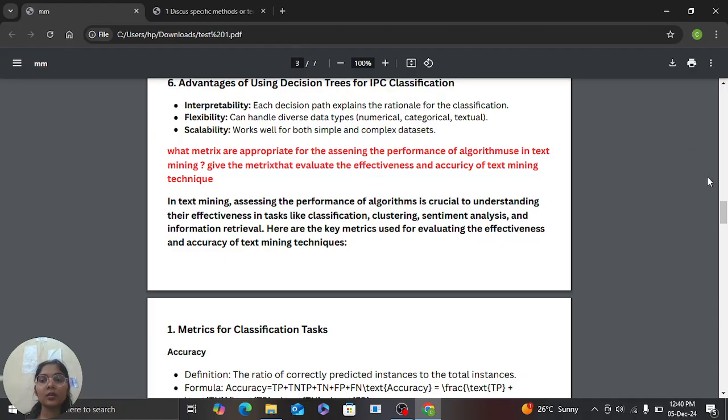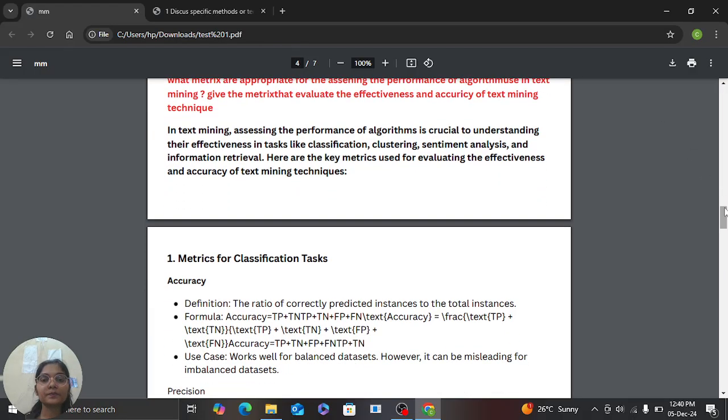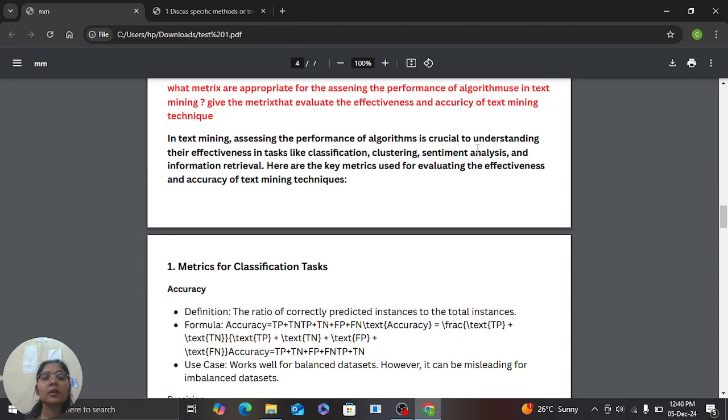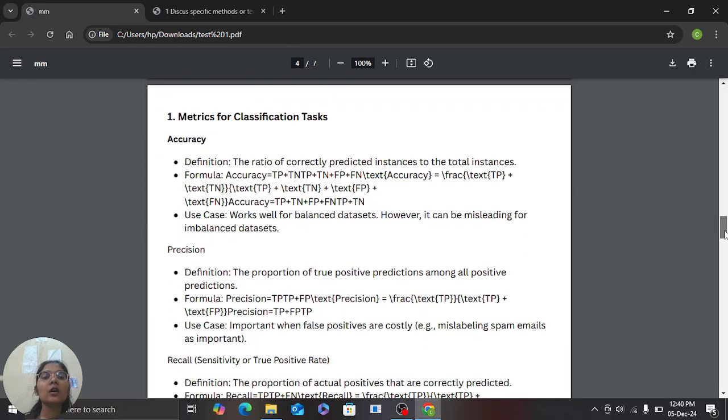Here we are using the metrics technique to evaluate the effectiveness and accuracy of text mining techniques. Then how can we evaluate this? This can be described as metrics for a classification task, like accuracy, precision, recall.